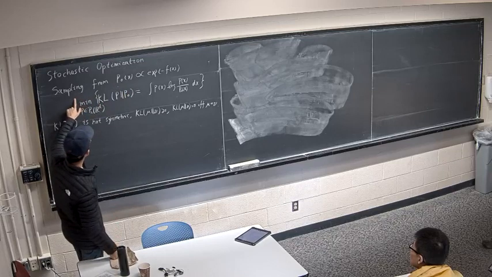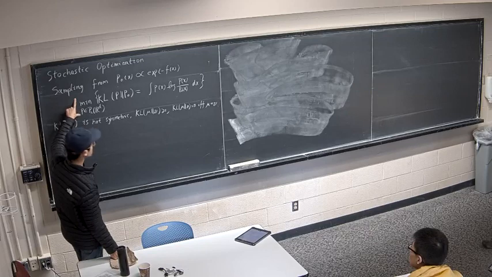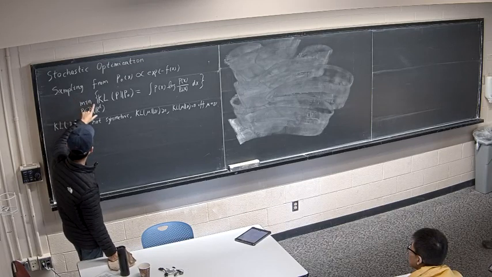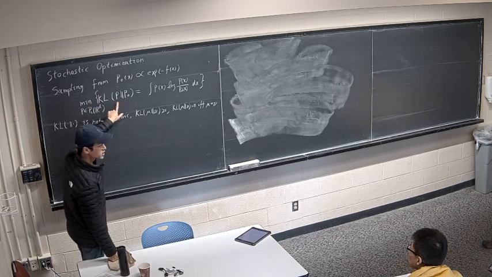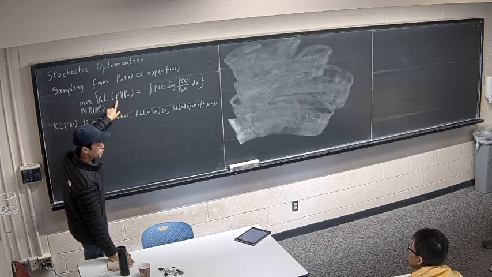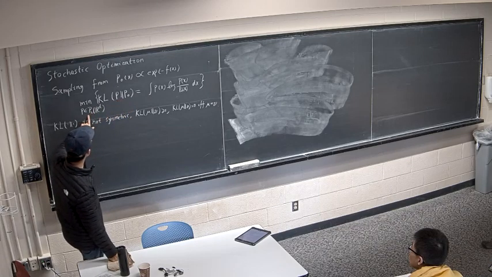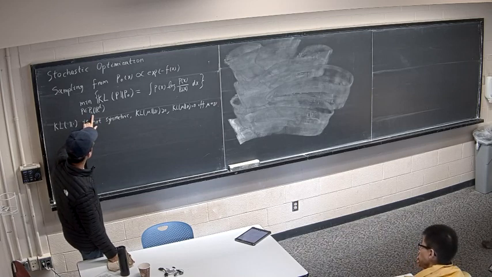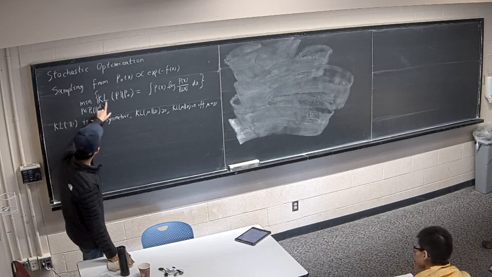This problem can be written as an optimization problem in the probability space. So this can be written as minimizing the KL divergence between the target distribution and some proposal distribution. And this distribution is just in the space of all probability distributions. Here it just means the second moment is bounded. This is the usual regularity condition. And KL divergence in the continuous setting.